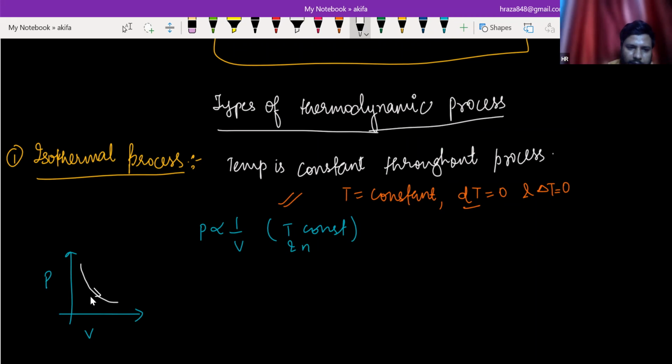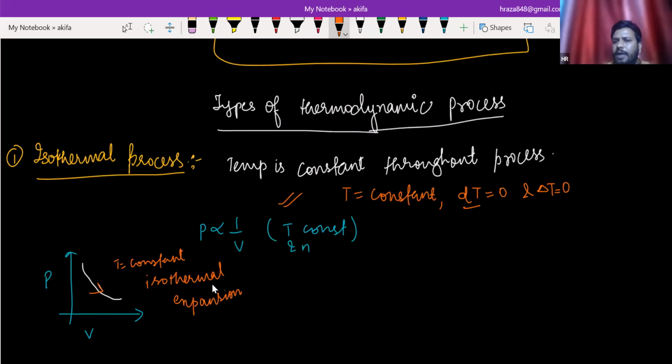And we know that in thermodynamics, the direction of the graph is very important. If the direction is downward, just see the graph. It is from Boyle's law, in which the temperature is constant. So basically it is an isothermal process, and this graph is isothermal, and you can see the graph is going downward. That means volume is increasing, isothermal expansion, because volume is expanding.